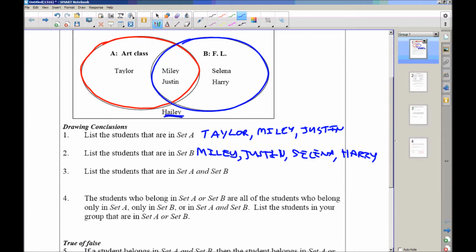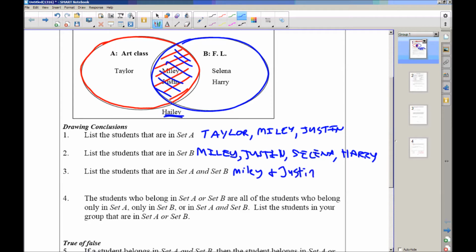And then it says list the students that are in both sets A and B. Okay. Well, if they are in sets A and B, that means they answered yes to both questions. So they have to be in the red circle and in the blue circle at the same time. And that's this part in here. Okay. So this is I take foreign language and I take art class. So this is Miley and Justin. It's the overlap of the 2 circles.